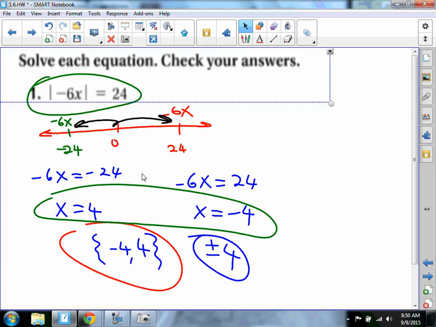We could check them and plug it back in. Negative 6 times 4 is negative 24. The absolute value of negative 24 is 24. That checks out. And so does the other one. Questions about number one? Comments? Hopefully if you're watching back at home and you have questions, write them down. Come see me.